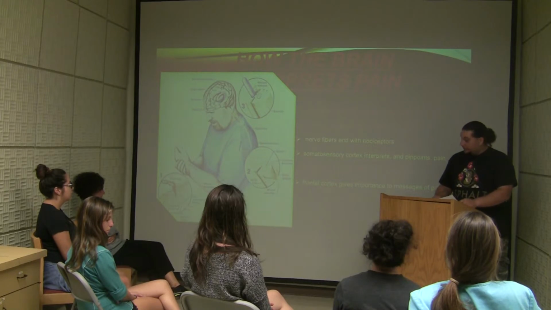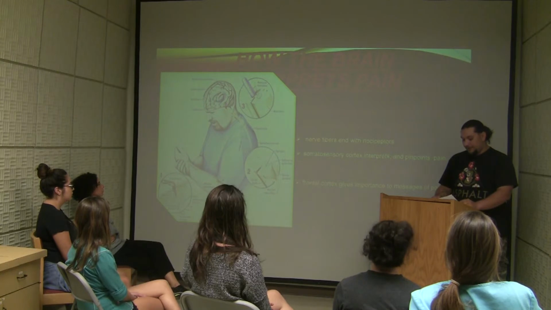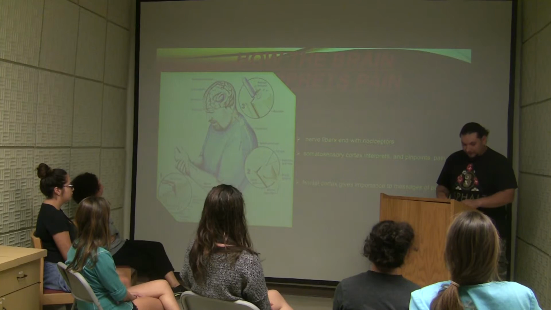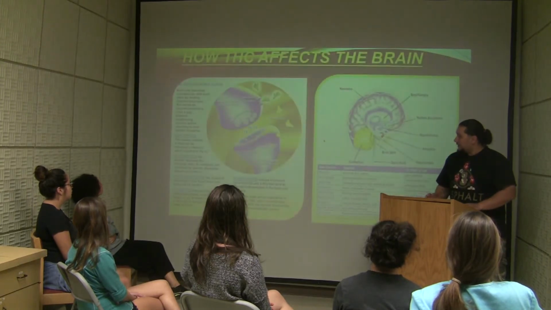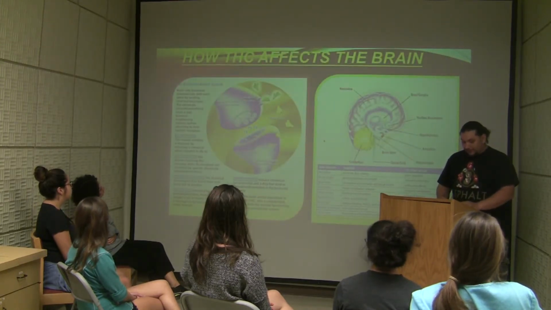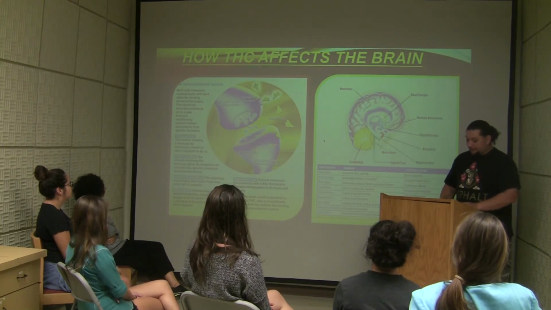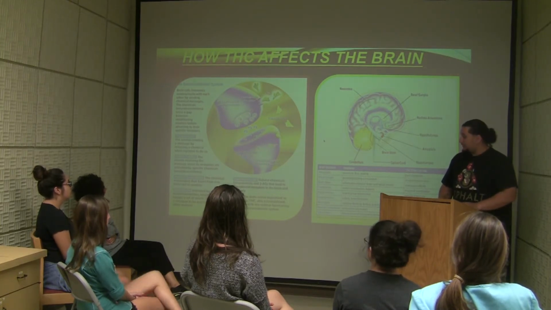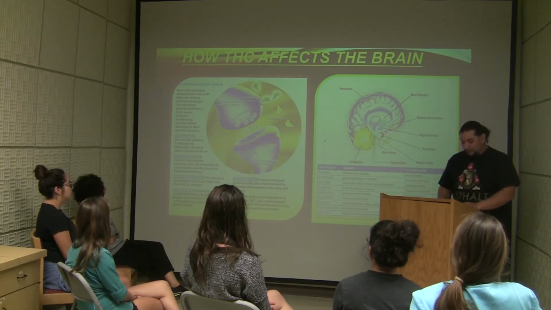So, now that you have a small understanding of how your brain goes through processing pain, I'm going to explain some of the effects THC has on the brain. So, THC, the parts that affect the brain are called cannabinoids. And your brain has two types of cannabinoid receptors, CB1 and CB2. THC attaches to these receptors, which causes the effects of marijuana, smoking it, eating it. That's what causes the effects.